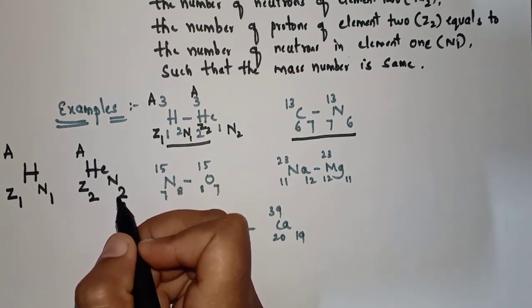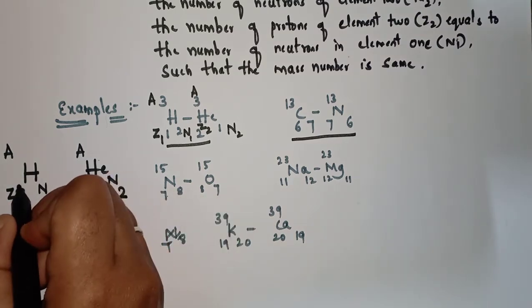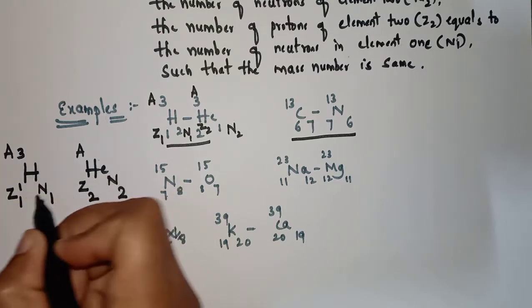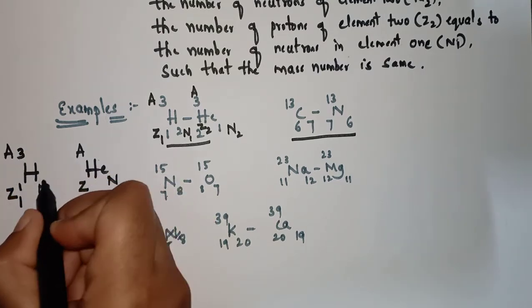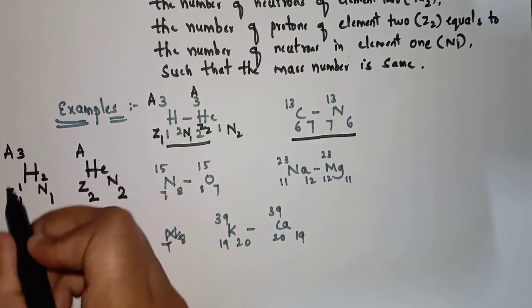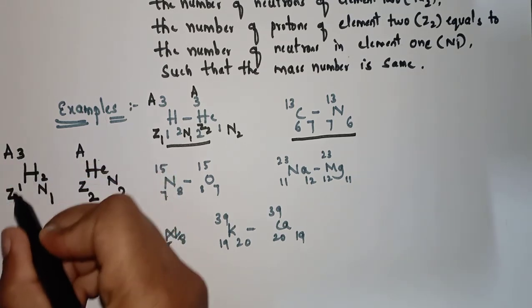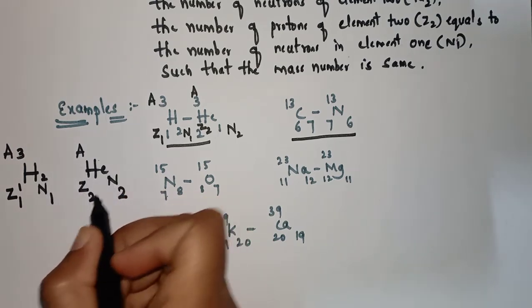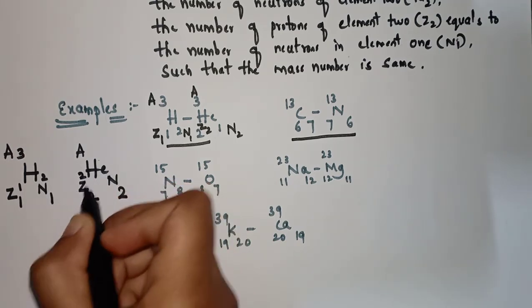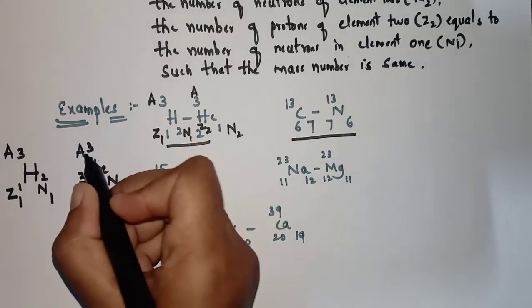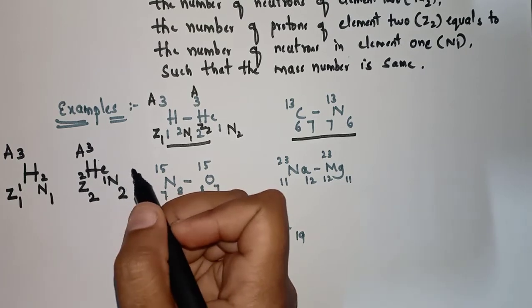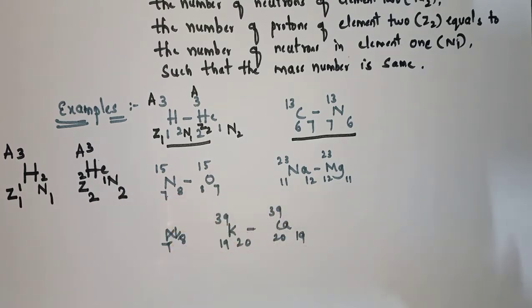Now let us write the values. For hydrogen, Z is 1 and A is 3. Neutron number is A minus Z, that is 3 minus 1, which is 2. And for helium, Z2 is 2 and A is 3. 3 minus 2 is 1. So now we have represented all the Z, N and A values.